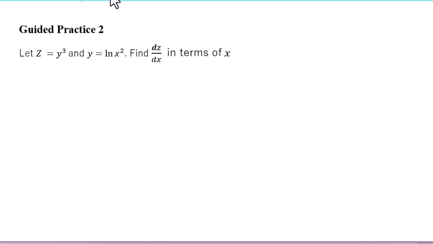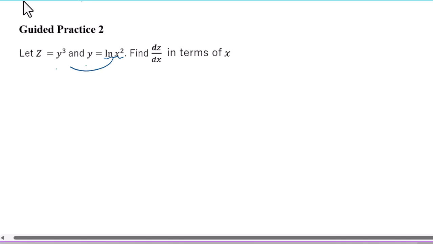Practice 2. Let z equals y to the third power and y equals natural log of x squared. Find dz dx in terms of x. First of all, we will write z in terms of x. Let's do the substitution here. z equals natural log of x squared to the third power.